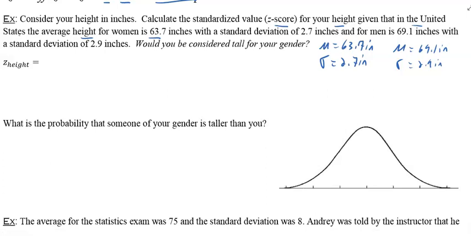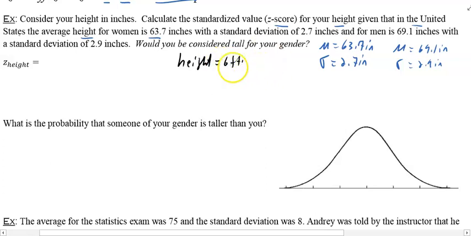Well, let's see. My height, so you're going to measure your own height. My own height, I am 6 feet tall, which means I am 6 times 12 inches. That is 72 inches tall. That's my height. That's X. I have 2 options.